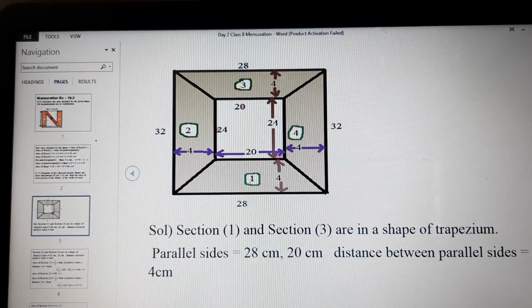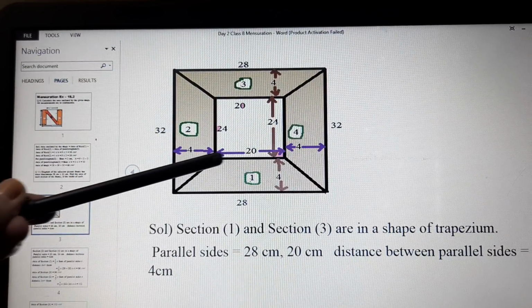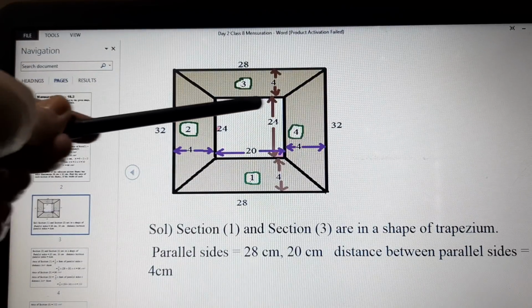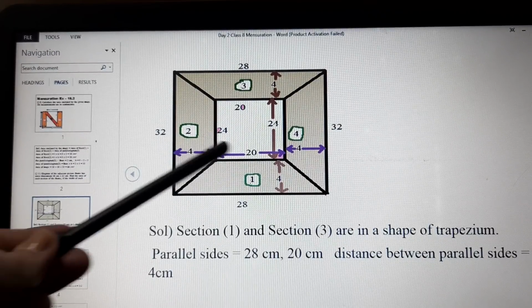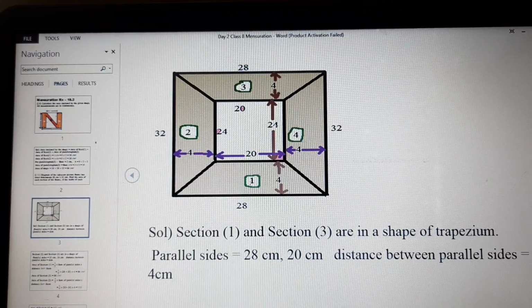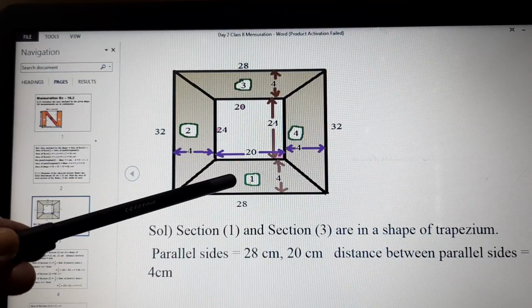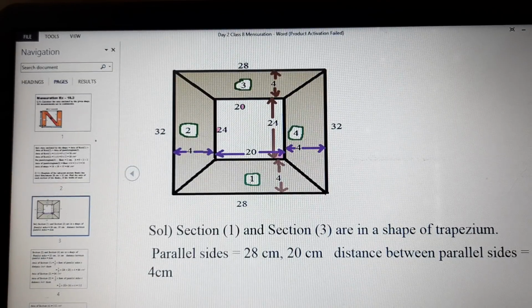Now, if you see it very clearly, very properly, it is seen that section number 1 and 3 are identical. You can see parallel lines are 28 and 20. Here also for section 3, parallel lines are 28 and 20. Clear? Likewise, section 2 and section 4 are identical to each other. So if we calculate the area of trapezium 1, the area of section 3 and section 1 will be the same.